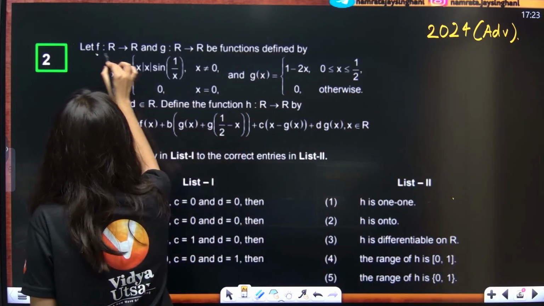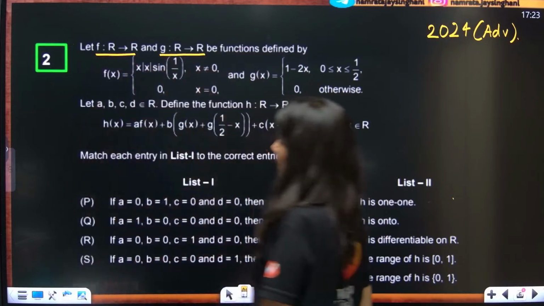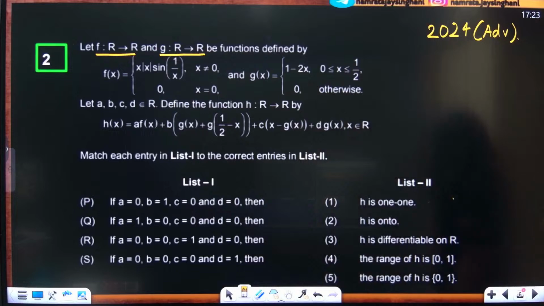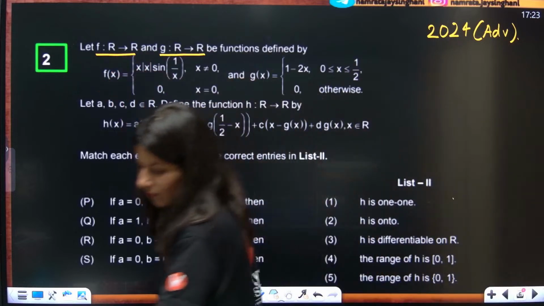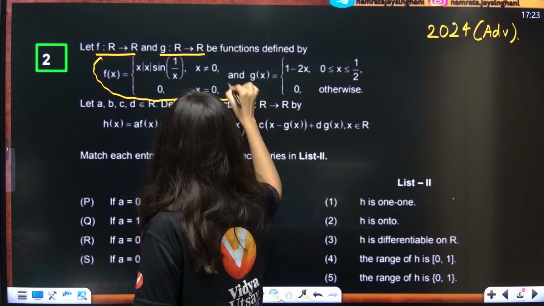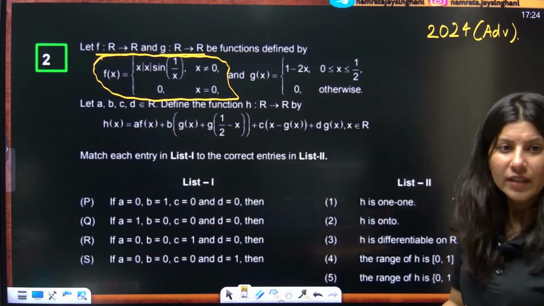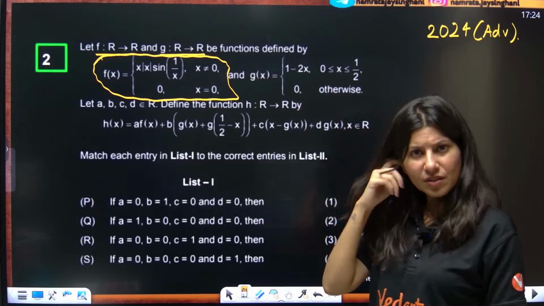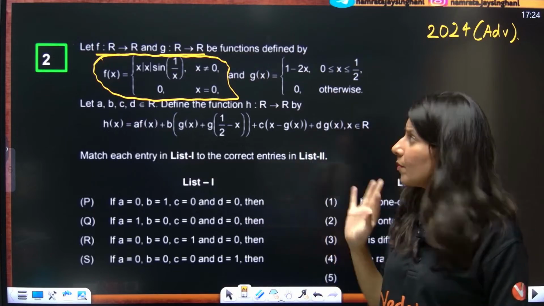The function f is given to you, g is also given to you. Function f of x is given as this. Can you see this f(x)? I think this is a very popular function, right? We can handle this function very nicely. Not an issue because we have seen this function. This is nothing new over here. You should be aware of this function.